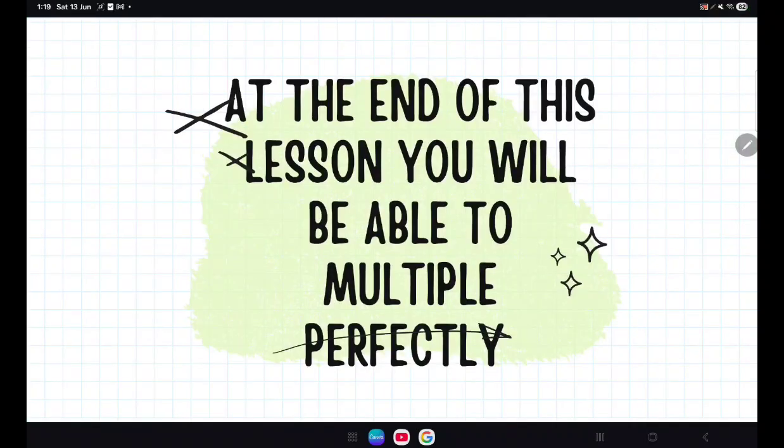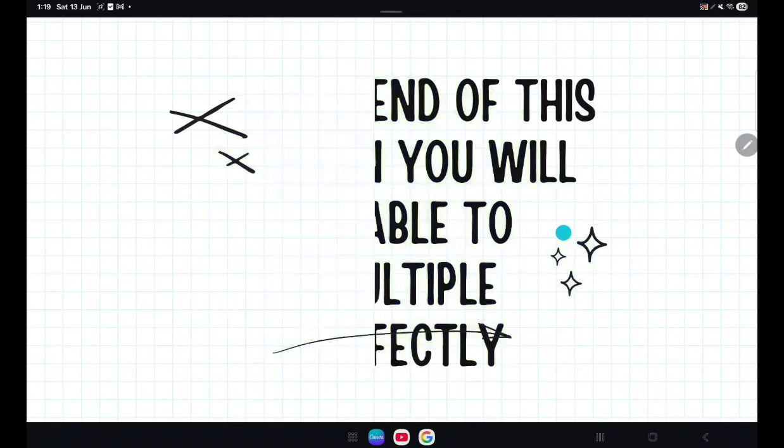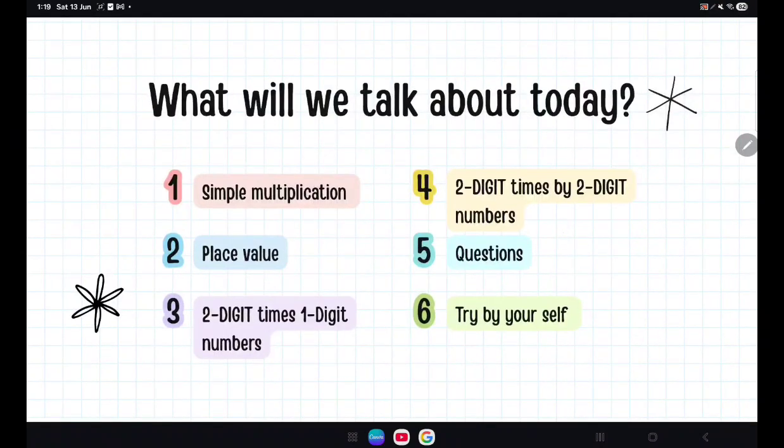At the end of this lesson, you'll be able to multiply perfectly. Today, what we will be talking about is simple multiplication, place value, timesing 2-digit numbers by 1-digit numbers, and timesing 2-digit numbers by 2-digit numbers. Then we will go through some questions, and then I have some questions at the end for you guys to try by yourselves.